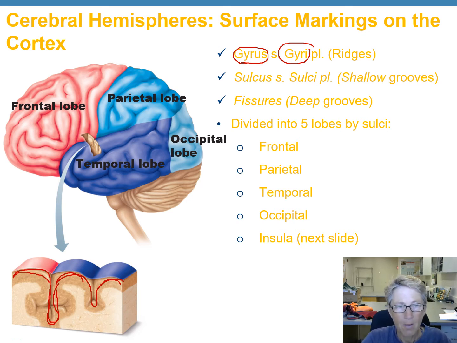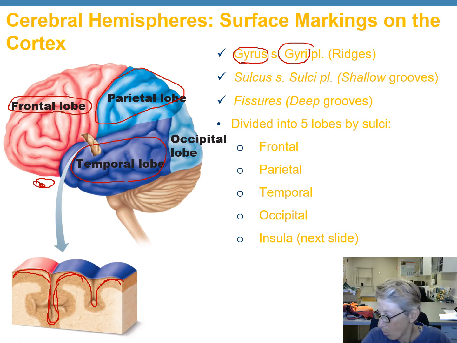In this cartoon, this is the frontal lobe. Your eyes would be somewhere in here. So this is the frontal lobe. This blue thing is the parietal lobe of the cortex. This area is the temporal lobe, so your ear would be around here, so hearing is associated with the temporal lobe.